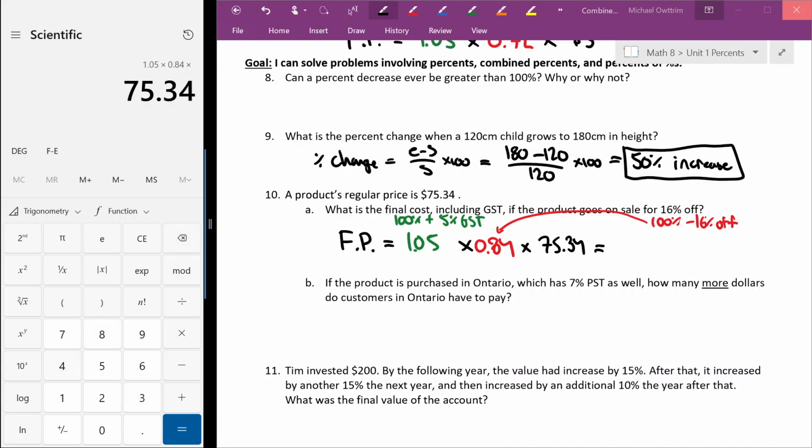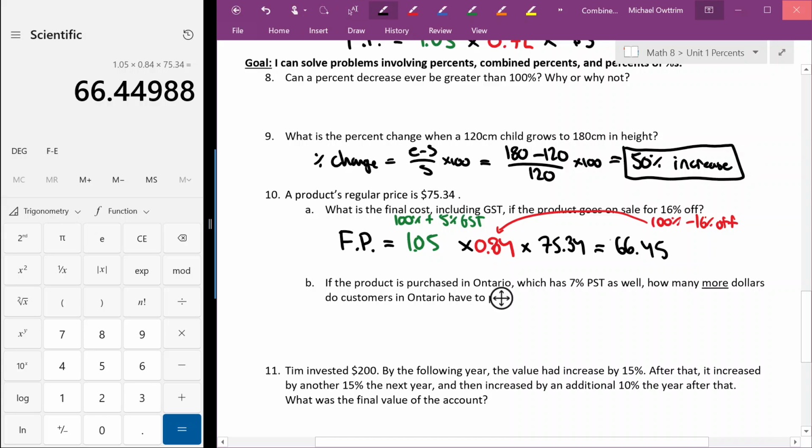Oops, 3, 4. And we get $66.45 rounded to 2 decimal places for our final price.